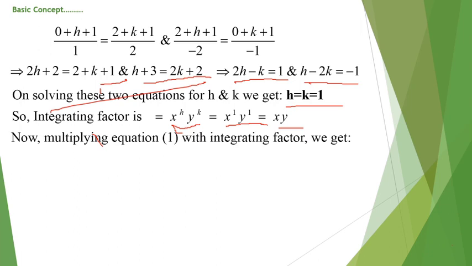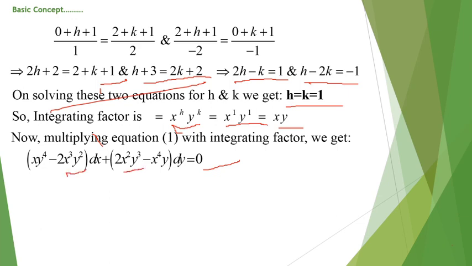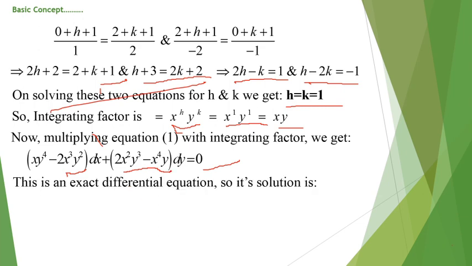So what do we have to do? Now we have to multiply equation 1 with the integrating factor, and after applying, what do we get? We get this particular equation, (xy^4 minus 2x^3y^2) dx plus (2x^2y^3 minus x^4y) dy is equal to 0. So this is the exact differential equation. So we can solve it by the usual method.